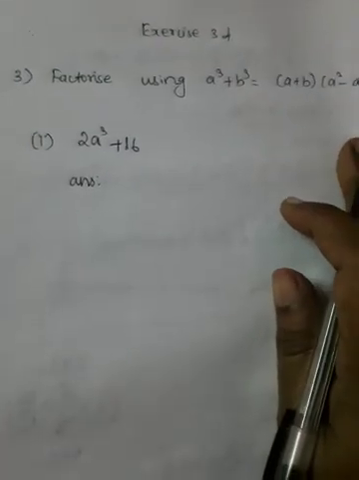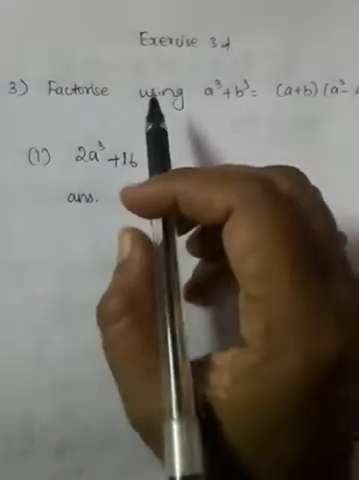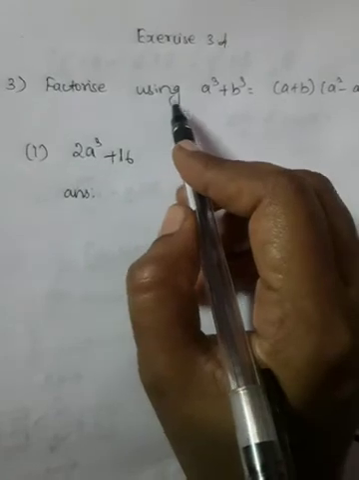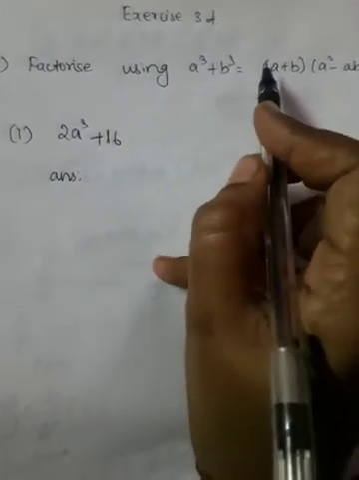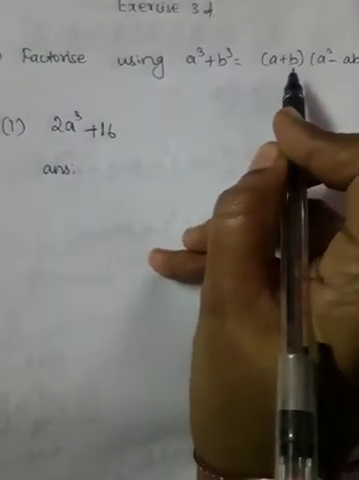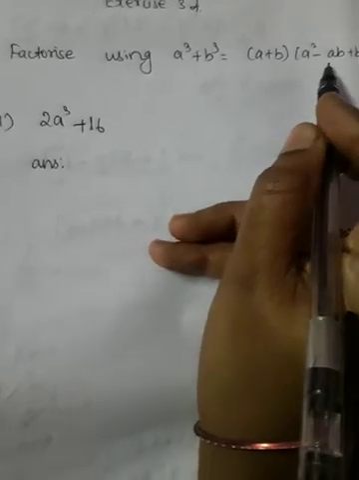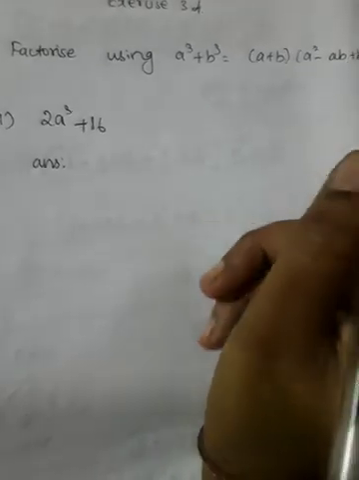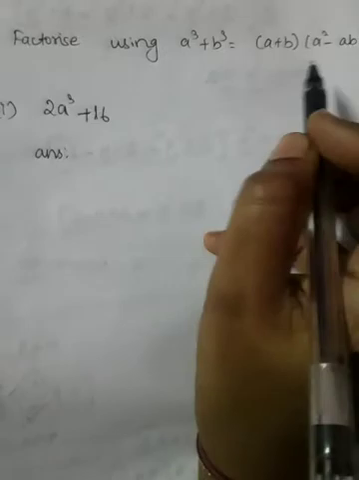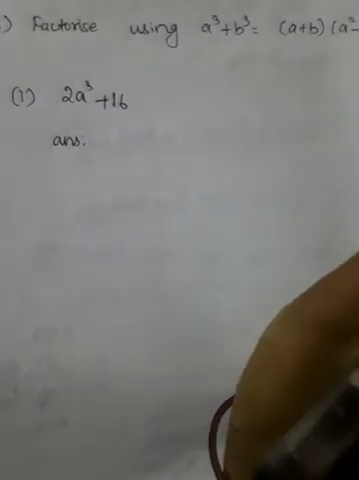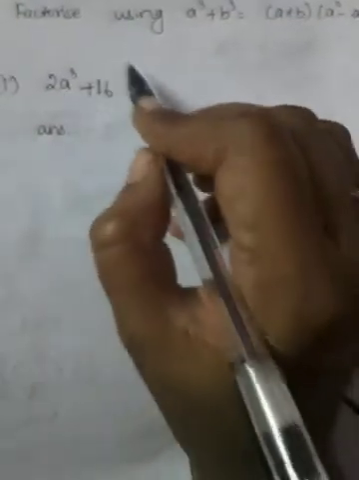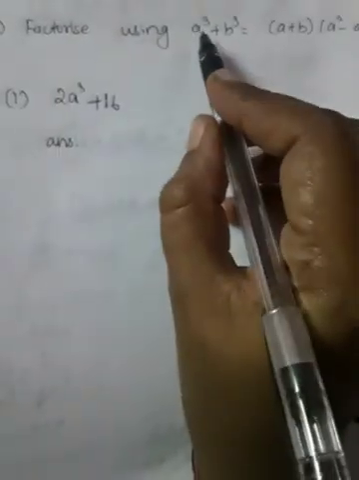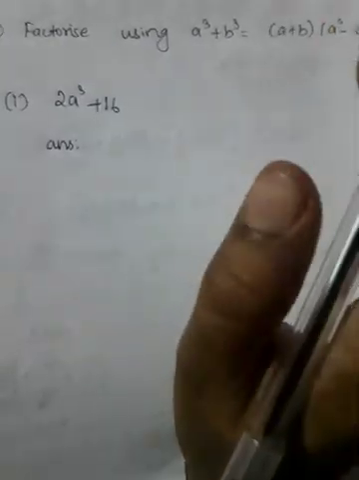Exercise 3.4, third sum. The third sum is to factorize using a cube plus b cube is equal to a plus b into a square minus ab plus b square. Okay, so the identity is given, and you simply substitute and find the answer. Very easy, no? But before doing the answer, you must check whether the given question is in the form of a cube plus b cube or not.